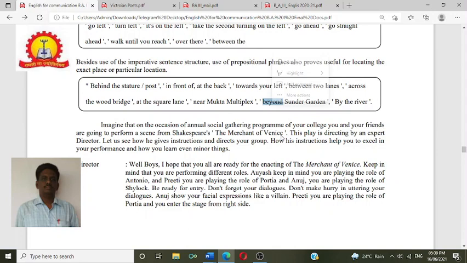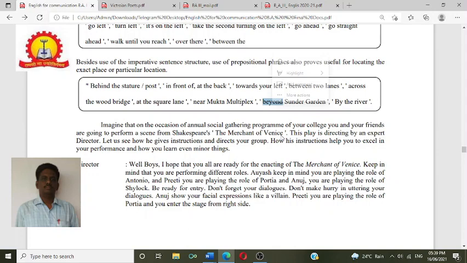This play is directed by an expert director. Let us see how he gives instructions and directs your group, how his instructions help you to excel in your performance, and how you learn even minor things. Understand that here we are supposed to concentrate on how the director gives instructions to the group of characters, or group of students who were playing the Merchant of Venice.